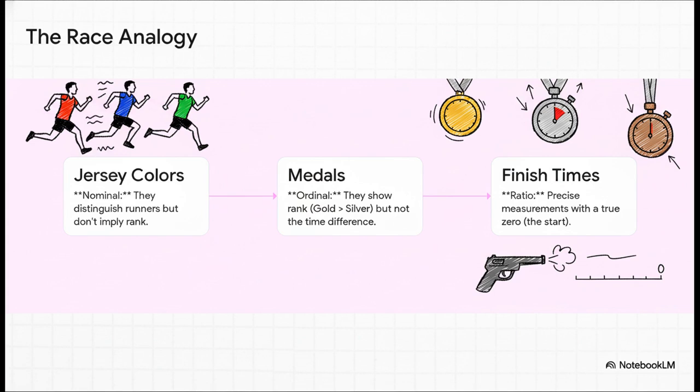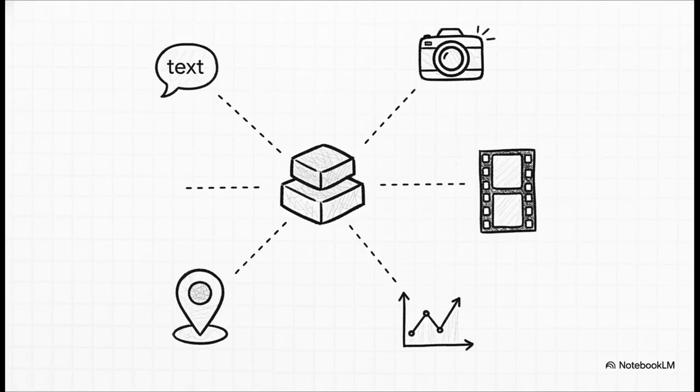Then you have the medals, gold, silver, bronze. That tells you the rank order of the finishers. That's ordinal. And finally, you've got the actual finish times, 9.81 seconds, 9.92 seconds. That's ratio data. It has a true zero, which is the starting gun, and it lets you calculate the exact difference between the runners.